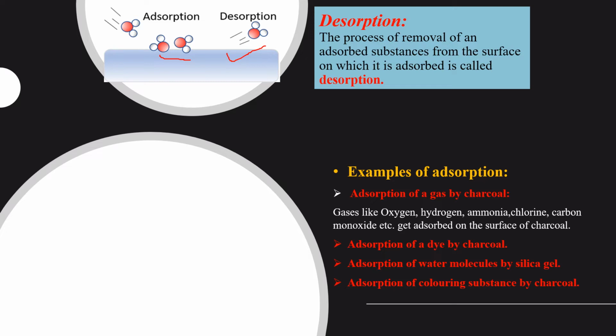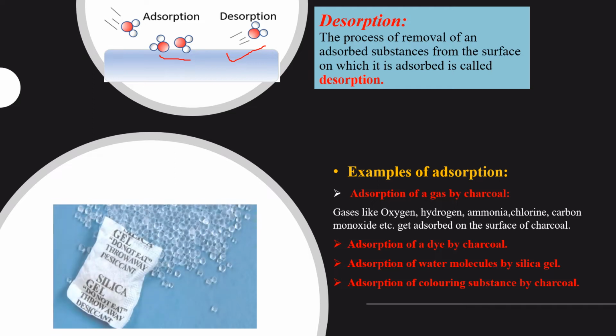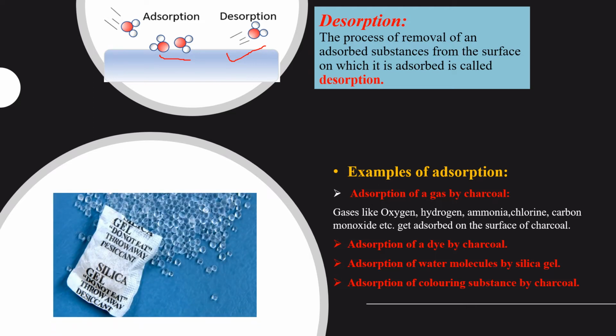Similarly, adsorption of water molecules by silica gel is an example of adsorption also. What will happen? The air becomes dry in the presence of silica gel. The air or the moisture becomes dry in the presence of silica gel because the water molecules get adsorbed on the surface of the gel.